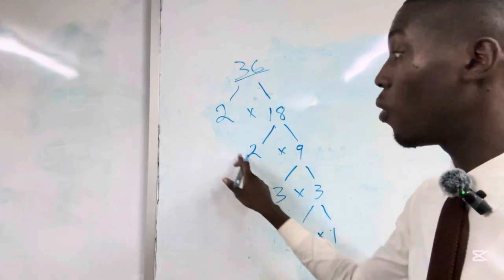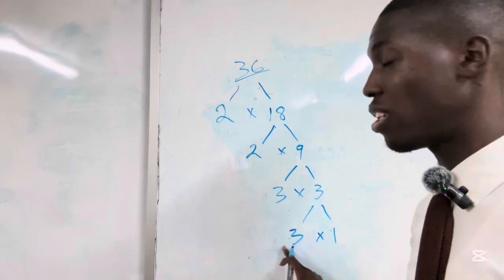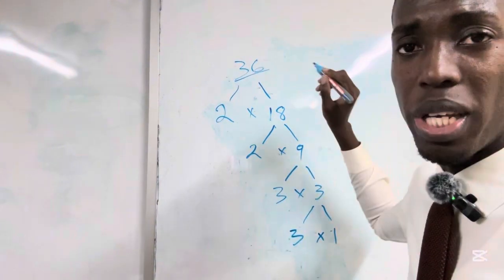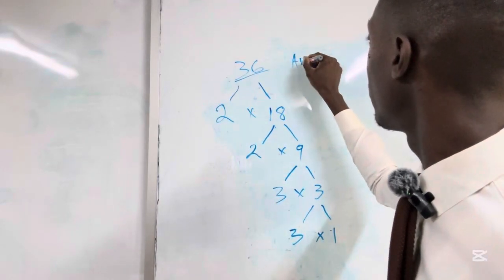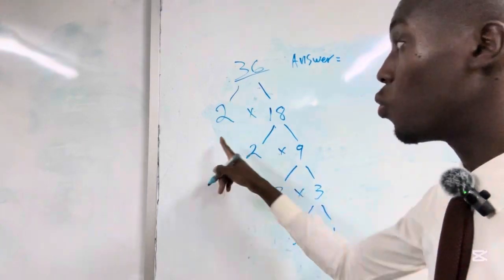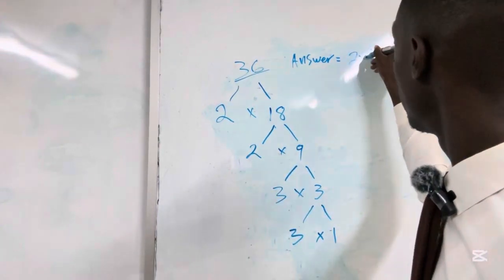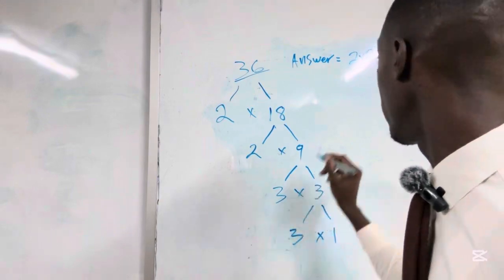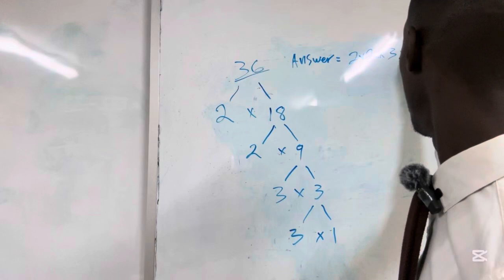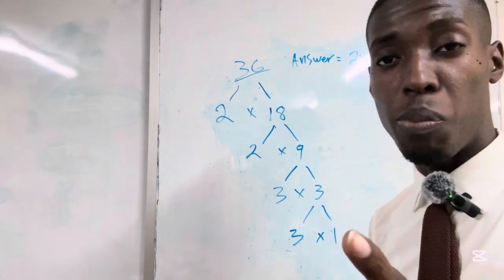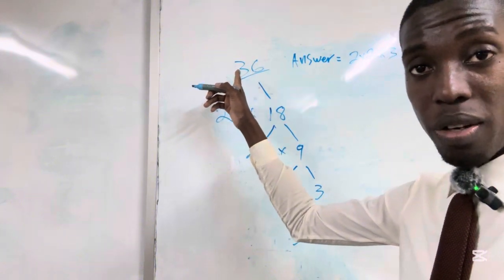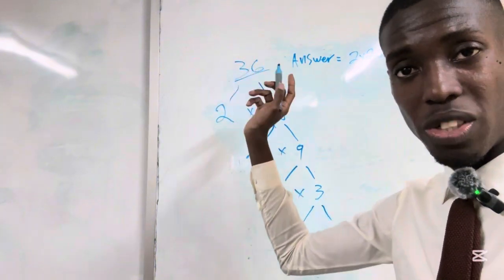So we're going to take out the prime numbers that are at the end, and this will be our answer. We're going to multiply these numbers: 2 times 2 times 3 times 3. If we multiply these numbers, we should get back the original number, the number that we started from at the beginning, which is 36, right?